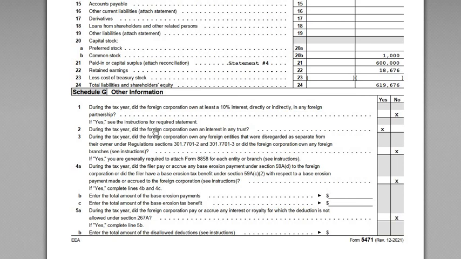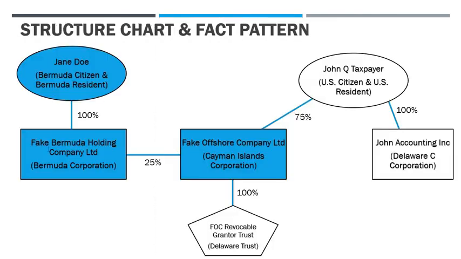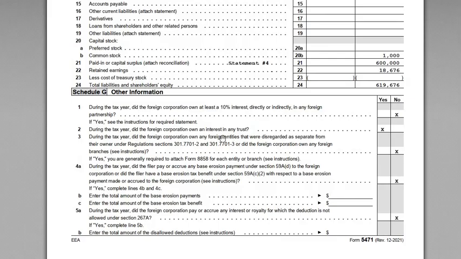Question two, did the FC own an interest in a trust? In our case, yes, right? If we go back and look at our structure chart here, we can see that our Cayman Islands offshore entity, the CFC, owns 100% of a revocable grantor trust. It's a U.S. trust, but the question doesn't specify whether U.S. or foreign. It simply asks, did you have an interest in a trust? And in our case, the answer is yes, so we've indicated yes there.